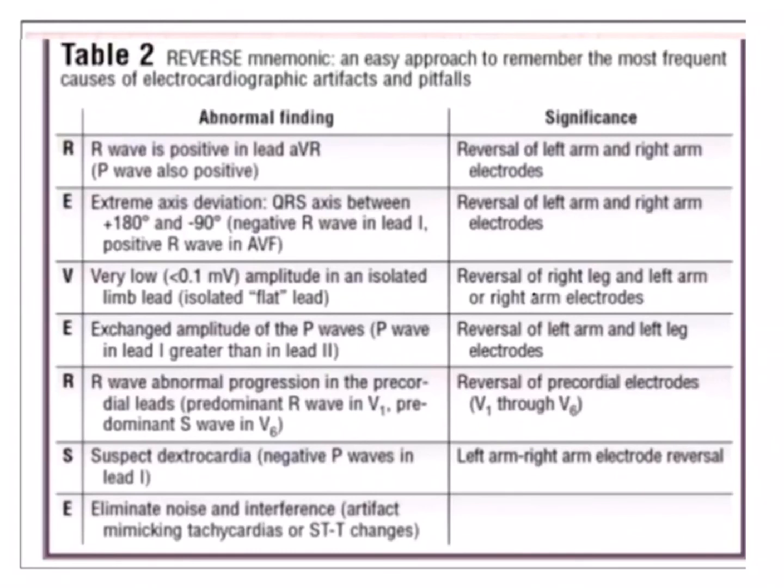This table has a mnemonic, REVERSE, an easy approach to remember the most frequent causes of electrocardiographic artifacts. R stands for R wave positive in lead AVR, and P wave also positive. We should think of reversal of the left arm and right arm electrodes. If there is extreme axis deviation, which I will discuss, leave it here. If there is very low amplitude, as I told, a pseudo-electrode, we should think of reversal of the right leg, left arm, and right arm electrodes.